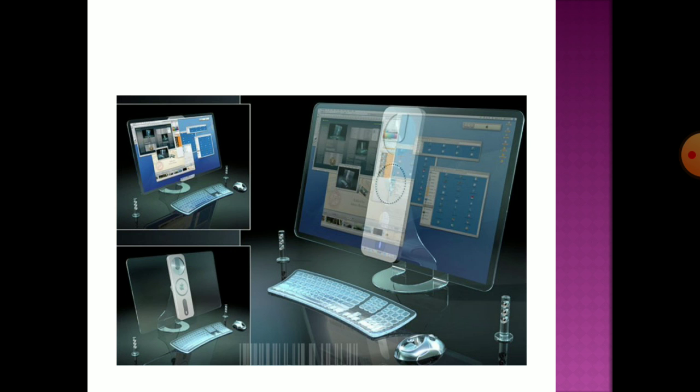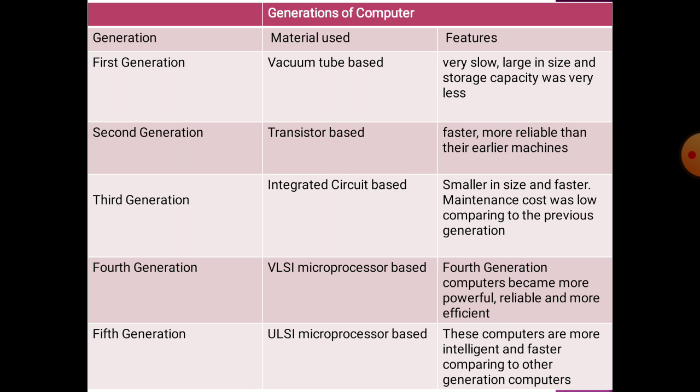Lastly, I'll cover one table where we can compare all five generations in one table. If you remember this table, you can explain the generations easily. Here I have added the first, second, third, fourth and fifth generations, which technology we used in each and what features each has. In the first generation we used vacuum tubes. The speed is very less, the size is very big, and the storage capacity is very less.